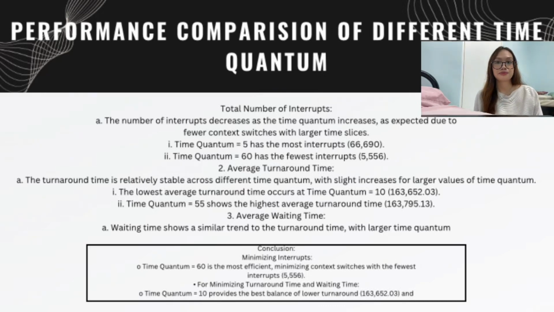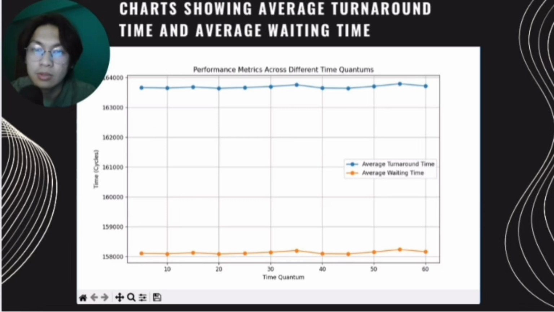Next, for the average waiting time, the waiting time shows a similar trend to the turnaround time, with larger time quantum. In conclusion, the most efficient is the one that has the fewest interrupts and the lowest turnaround time and waiting time. The time quantum that has the fewest interrupts is 60, and the lowest turnaround time and waiting time is for the time quantum 10.